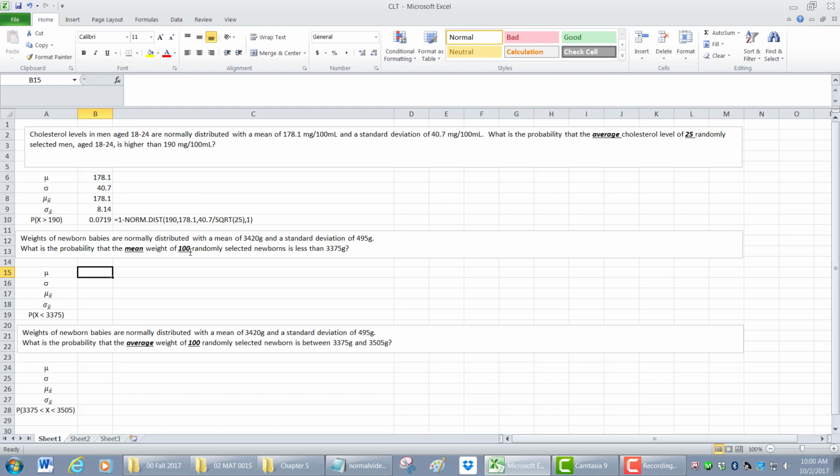Can we use the central limit theorem? Oh, absolutely, because not only is our sample size greater than 30, we also have that the weights are normally distributed. So in this case, we have both conditions. We really only needed one. So let's remind ourselves that 3420 is the population mean, and 495 is the population standard deviation. The mean of the sampling distribution, still 3420, that doesn't change, but the standard deviation of the sampling distribution is our 495 divided by the square root of the sample size, in this case 100.